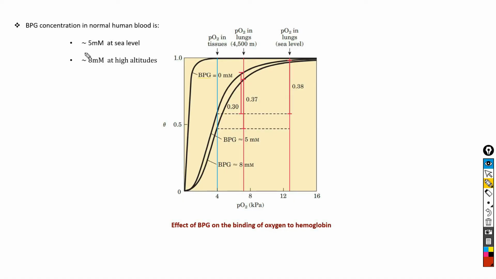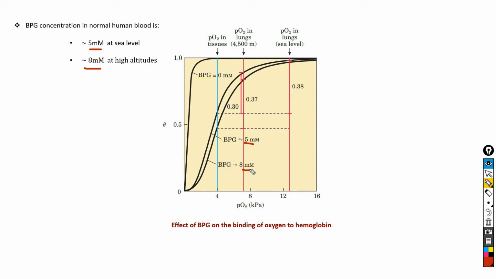BPG concentration in normal human blood is approximately 5 millimolar at sea level and approximately 8 millimolar at high altitudes. And this figure represents the effect of BPG on binding of oxygen to hemoglobin. As you can see here, this curve represents the binding of oxygen to hemoglobin at sea level, where BPG concentration is approximately 5 millimolar. And this curve represents the binding of oxygen to hemoglobin at high altitudes, where BPG concentration is 8 millimolar. And hemoglobin binds to oxygen quite tightly when BPG is entirely absent.